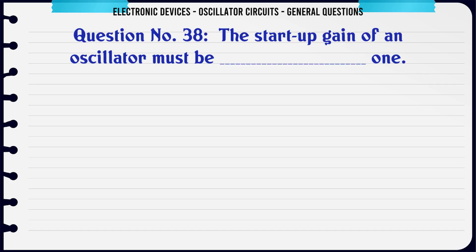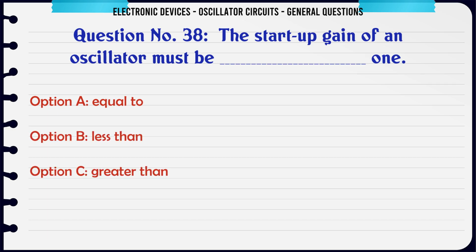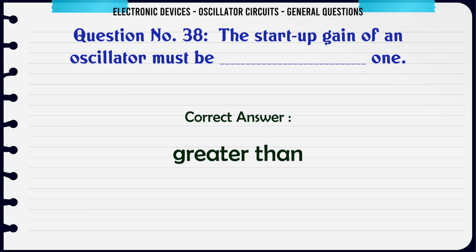The startup gain of an oscillator must be A. Equal to, B. Less than, C. Greater than. The correct answer is greater than.